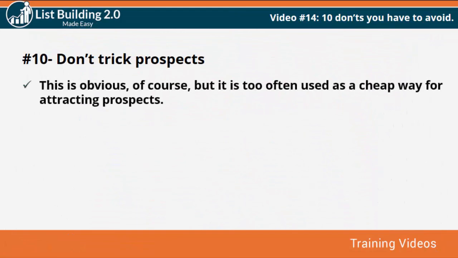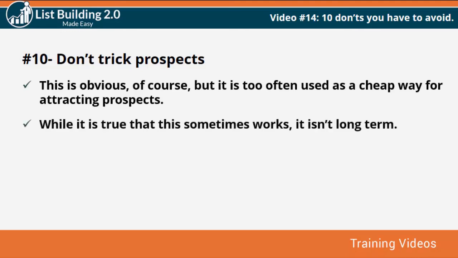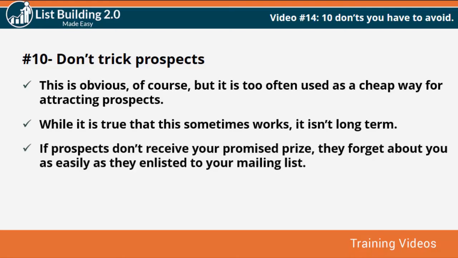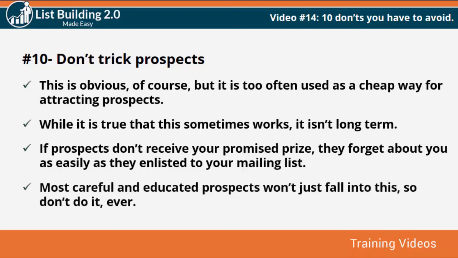10. Don't trick prospects. This is obvious, of course, but it is too often used as a cheap way for attracting prospects. You use a call to action to join your mailing list to enter a contest to get a big, sometimes unrealistic prize. While it is true that this sometimes works, it isn't long-term. If prospects don't receive your promised prize, they forget about you as easily as they enlisted to your mailing list. Also, most careful and educated prospects won't just fall into this, so don't do it, ever.